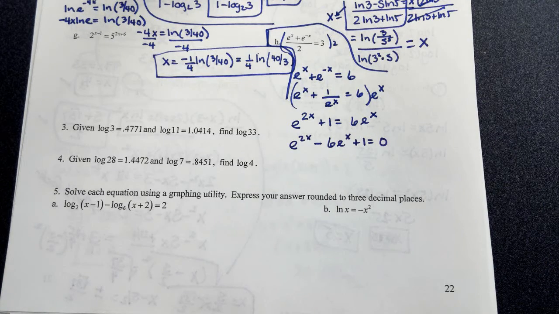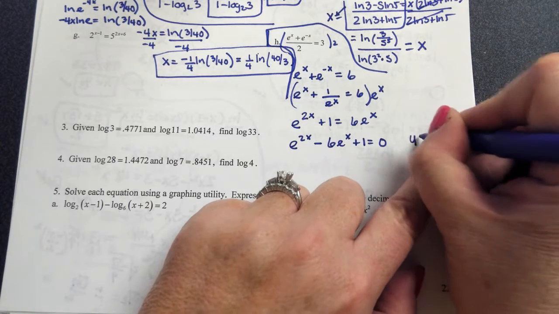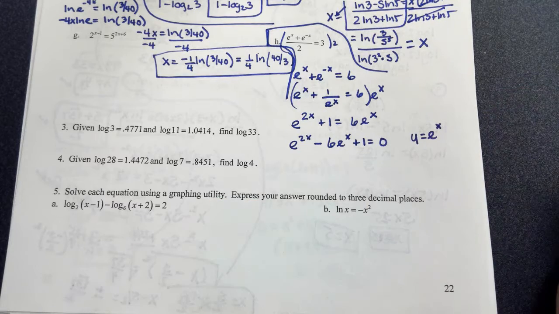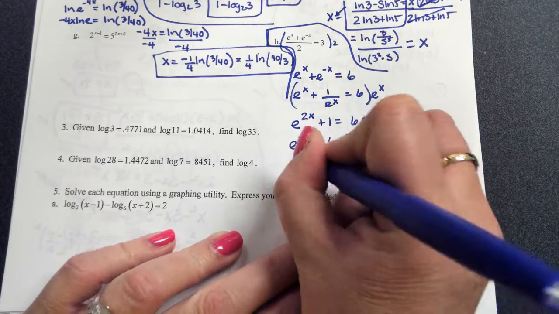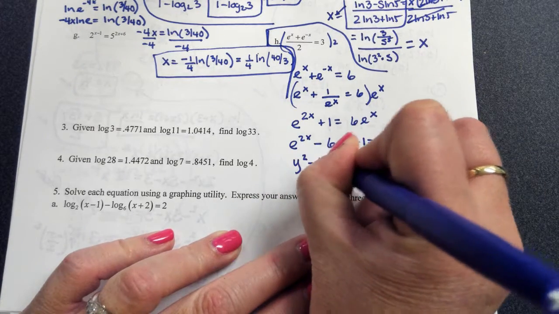If you do not like seeing this equation, or you have no idea what to do with this quadratic equation, what can we take out and replace it with just a variable? What can we do? Yeah. You just take out your e to the x and replace it with a y. If you don't like seeing it in terms of e to the x at this point, take it out. And write it as y squared minus 6y plus 1 equals 0.